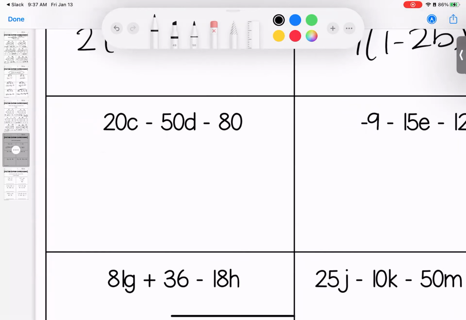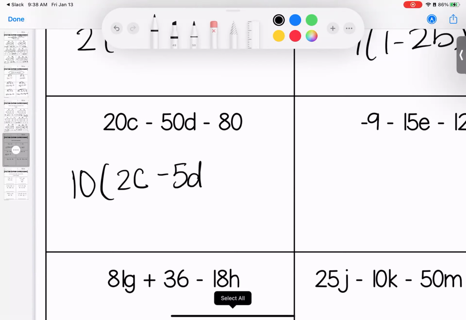Common factor of 20, 50, and 80 is going to be 10. 10 times 2, whoop, that should be a C. There we go. 10 times 2 gives you 20. Bring your C. 10 times -5 is going to give me my -50, and then 10 times -8.